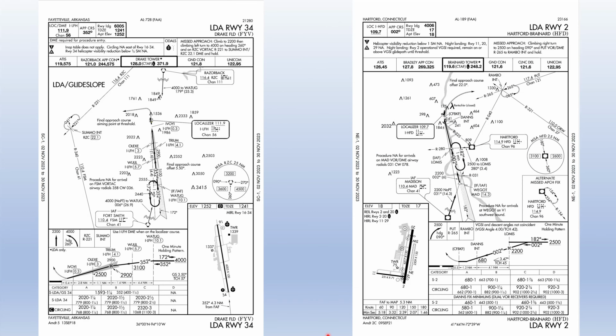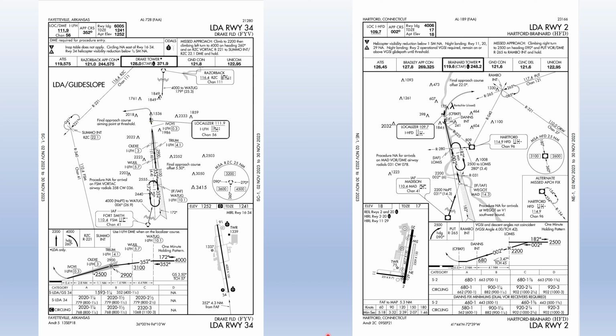Like a regular localizer, an LDA approach may have a glide slope that will give you approved vertical guidance to the runway, or it can be a standalone LDA approach with no glide slope. The approach without a glide slope is flown much like a standalone localizer approach, and we'll talk about how to do that in our next video. And the approaches with a glide slope fly pretty much exactly like an ILS, and that's the approach we'll focus on today. The approaches with a glide slope are less numerous than the ones that don't have one.